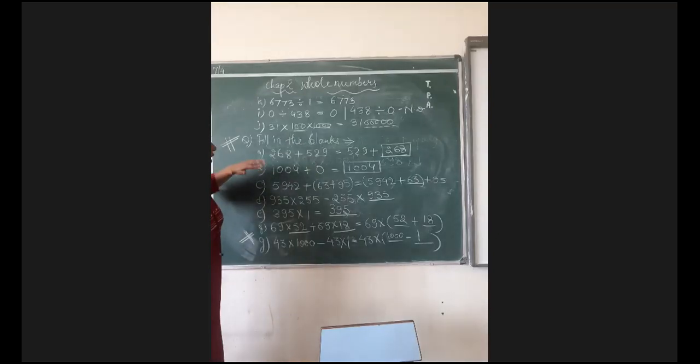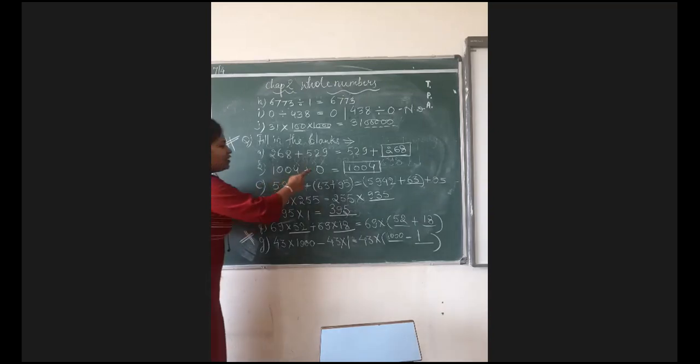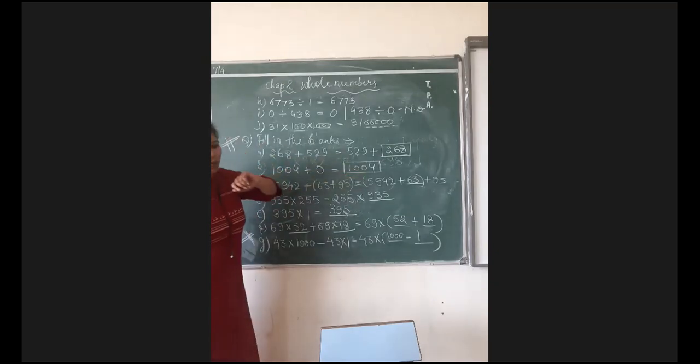The second one is, if you remember, we did it in the third exercise, the property of 0. In the property of 0, 0 is a magical number: if you add it to any number, the answer will remain that particular number only. So 1004 plus 0 will give you 1004 only.